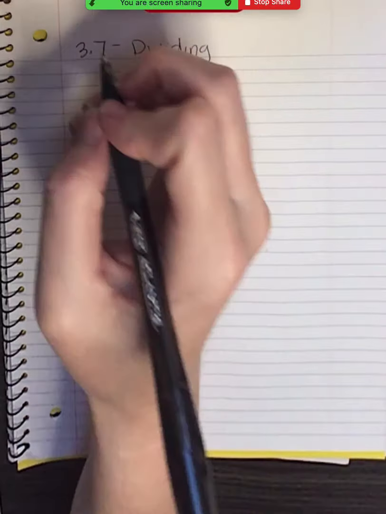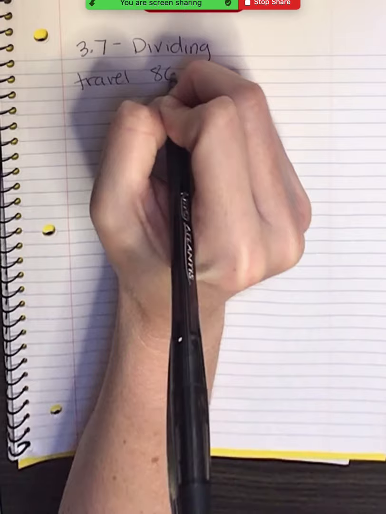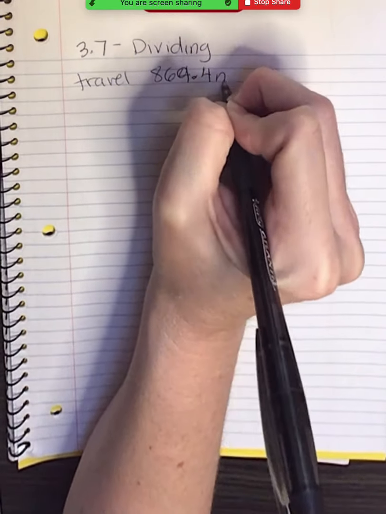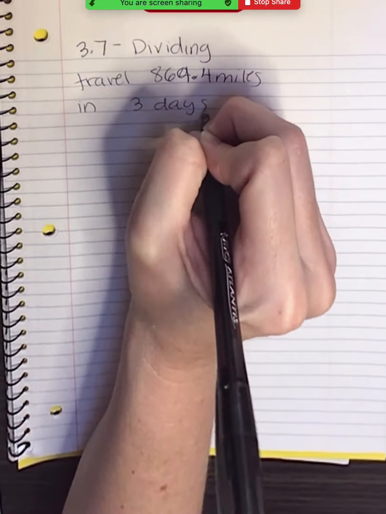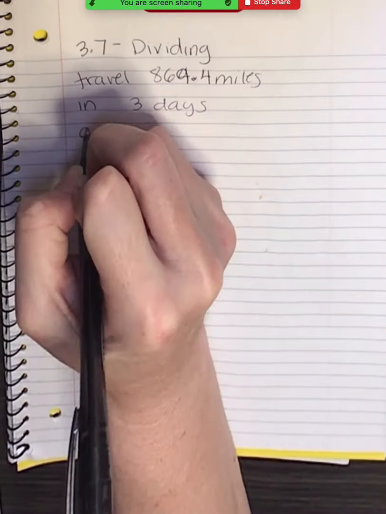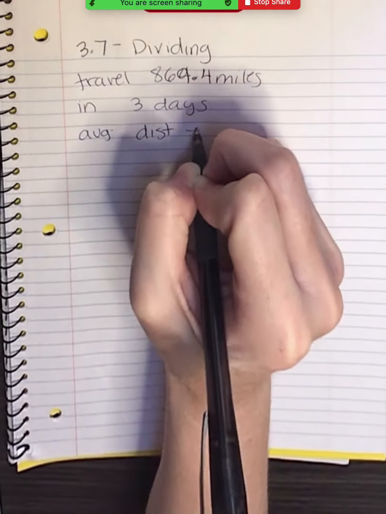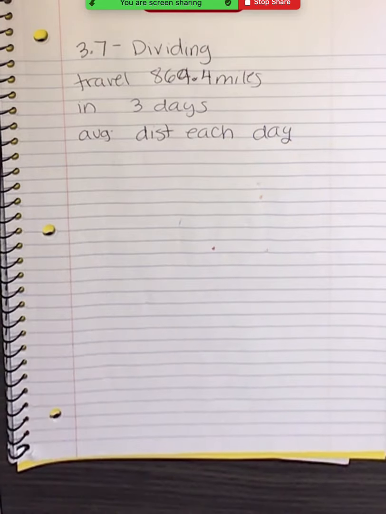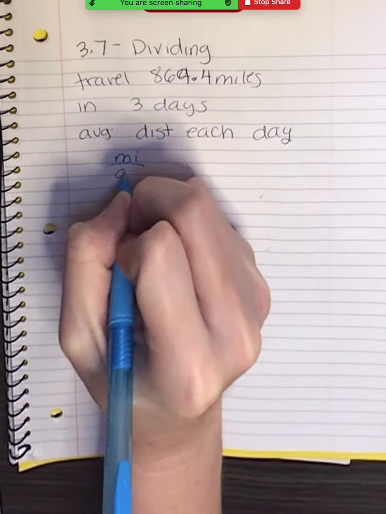You travel 869.4 miles in 3 days. We want to know the average distance they drove each day. Right, so the plan here is the average distance per day is how many miles per day.